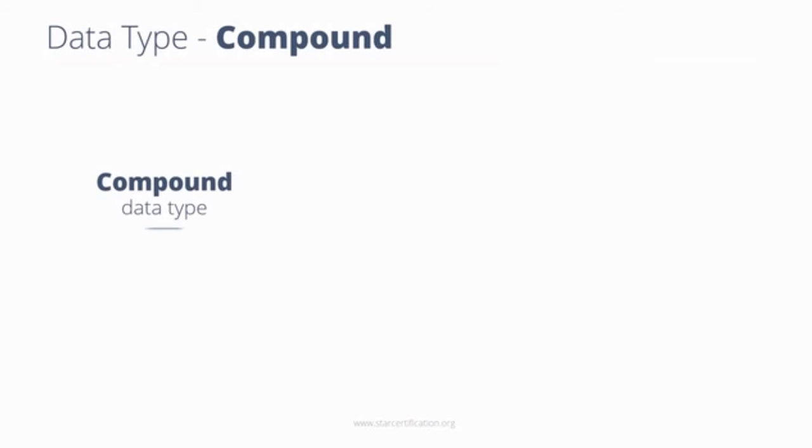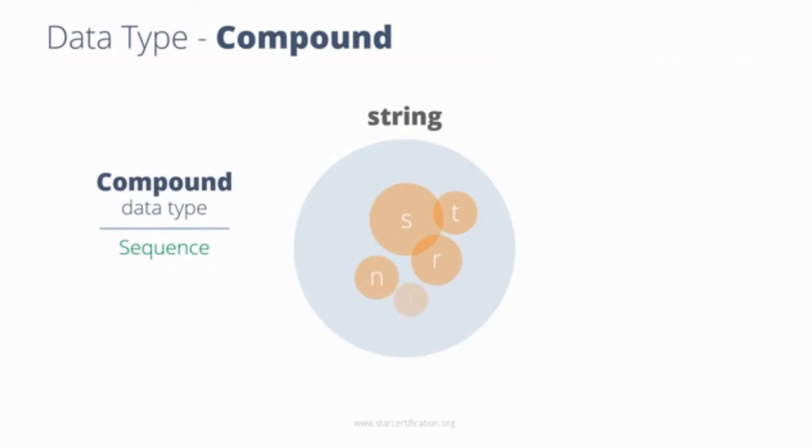A compound data type, often called sequence, is a data type that can be used to store multiple independent values. An example is a string, which is a collection of characters.